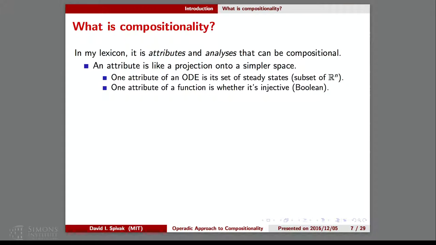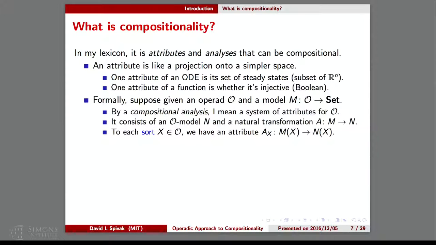So an attribute is like a projection onto a simpler space. For example, an attribute of an ordinary differential equation or an open dynamical system is its set of steady states. So you've taken something complex, like an ordinary differential equation, and you've mapped it onto a simpler space. And that's an attribute. I'm just trying to define words here. So an attribute of a function, one attribute is, are you injective or not? So we're projecting the set of functions onto the set of Booleans.